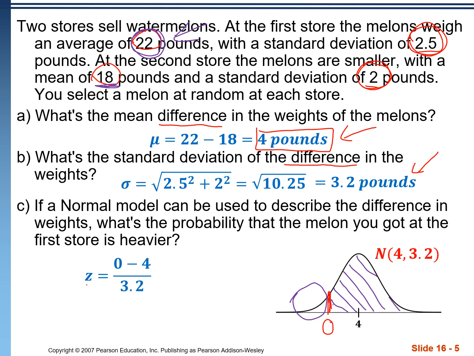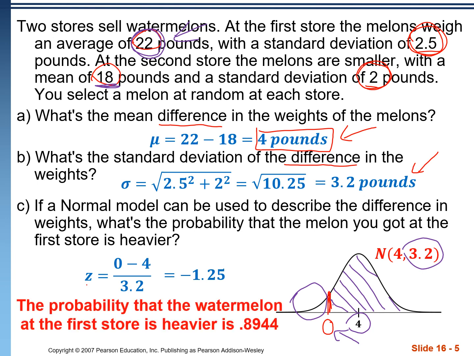So we want a z-score for that cutoff of 0 with this mean, this standard deviation. We get a z-score of negative 1.25, and then we jump over to normal CDF to get that probability. There's an 89.44% chance that the watermelon at the first store will be heavier.